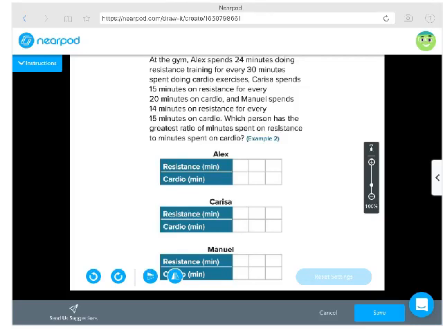At a gym, Alex spends 24 minutes doing resistance training for every 30 minutes spent doing cardio exercises. Carissa spends 15 minutes doing resistance for every 20 minutes doing cardio. And Manuel spends 14 minutes on resistance for every 15 minutes doing cardio.